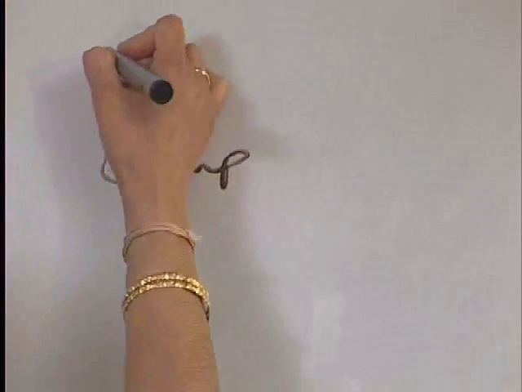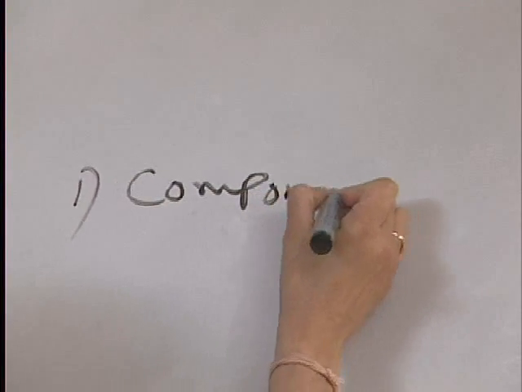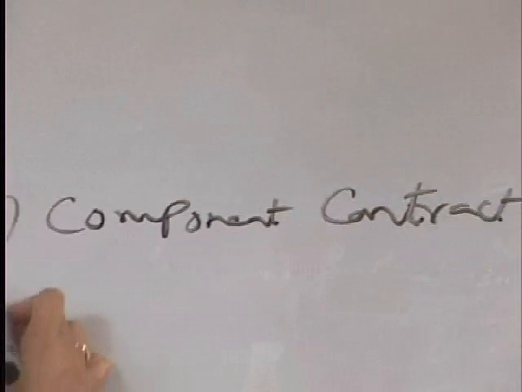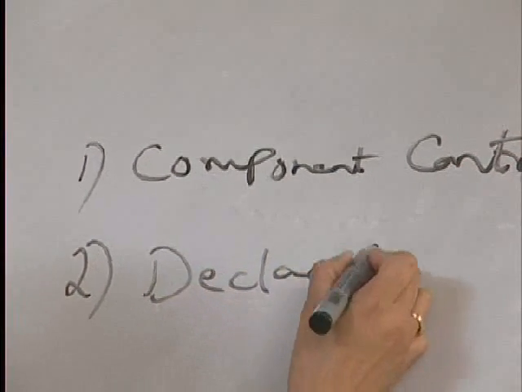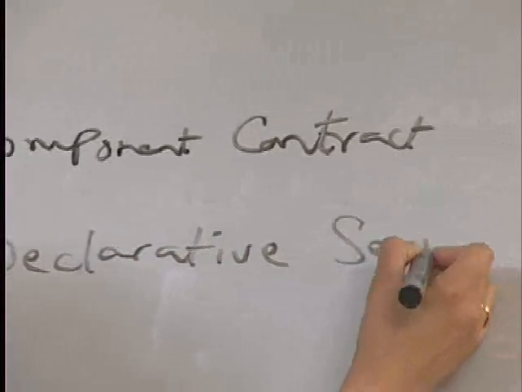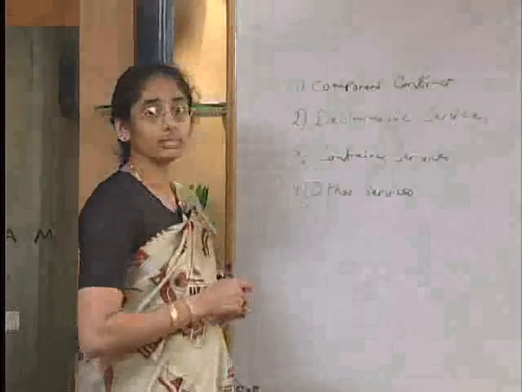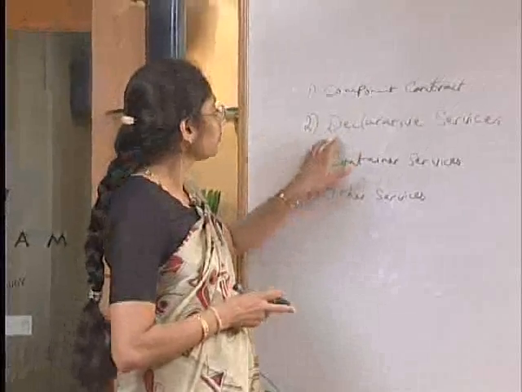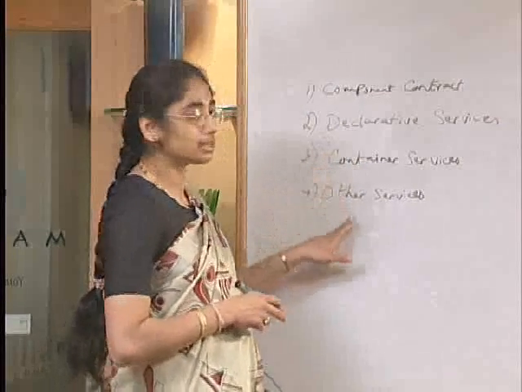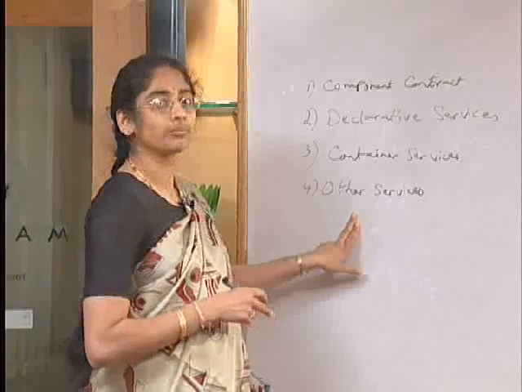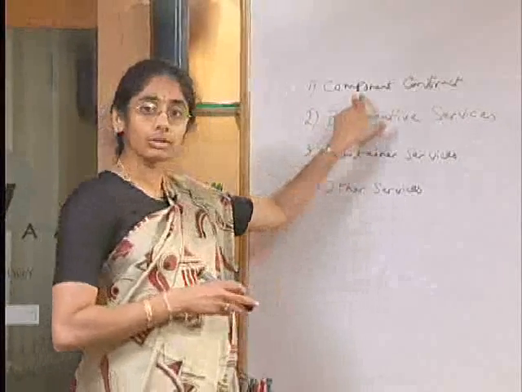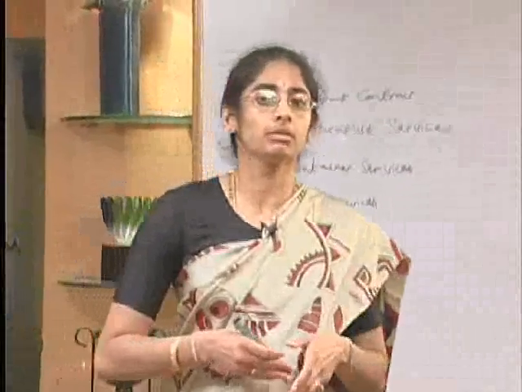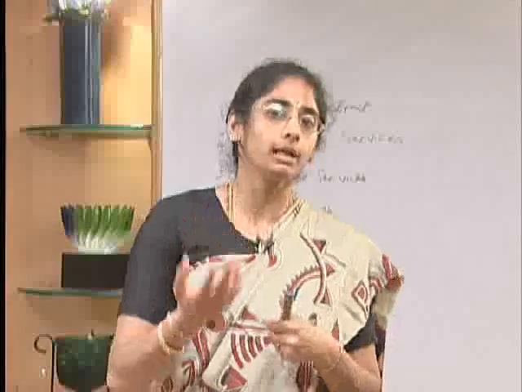The container architecture for J2EE consists of the component contract, declarative services, container services, and other services. Now, what do I mean by component contract? It means that when I write a component, the component should adhere to certain rules such that the component can be handled by the container.